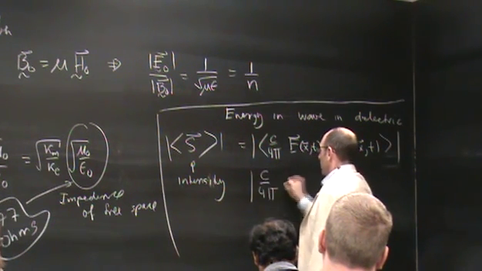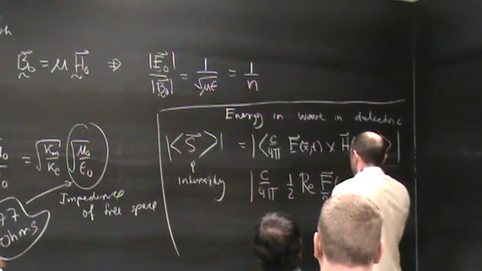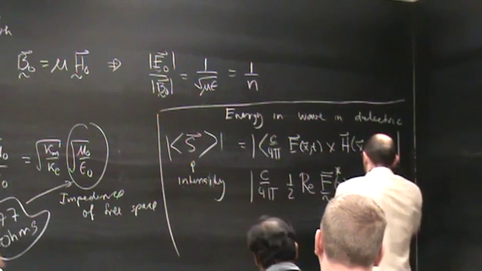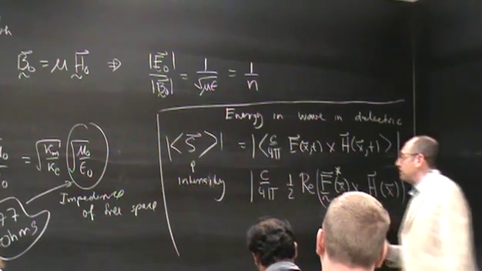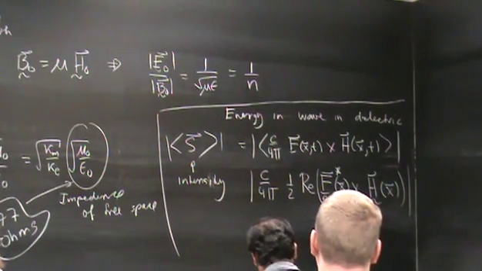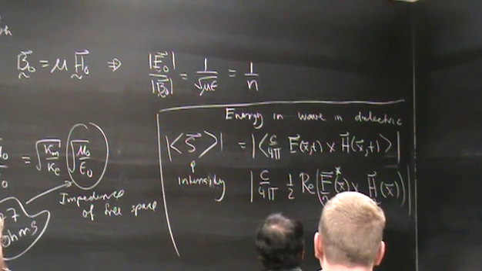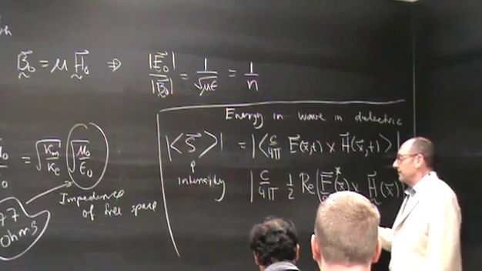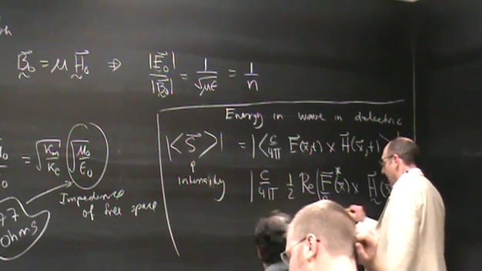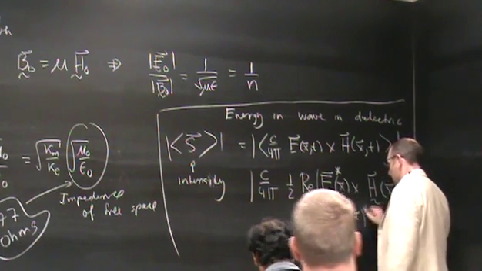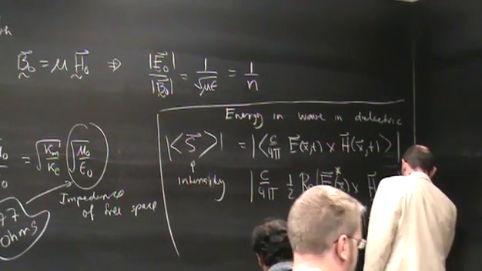1/2 the real part of the complex amplitudes, with one of them star. That's the shorthand way of dealing with time averages when we have functions that oscillate at fixed frequency. In this case, this is E0 tilde e to the i kx, star, crossed into H0 e to the i kx.